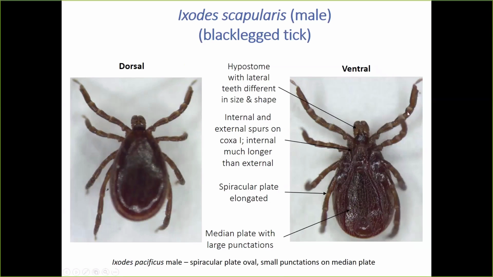Now, the only other tick that you might see that looks like this, and it's identical looking, is Ixodes pacificus males. And you can see I've written there, in this case, the spiracular plate on the black-legged tick is elongated, whereas on the western black-legged tick, it's oval, and there'll be small punctations on the median plate. I don't like those features of large versus small because if you've never seen them, it's hard to tell which is which, but you'll get used to it after a while.